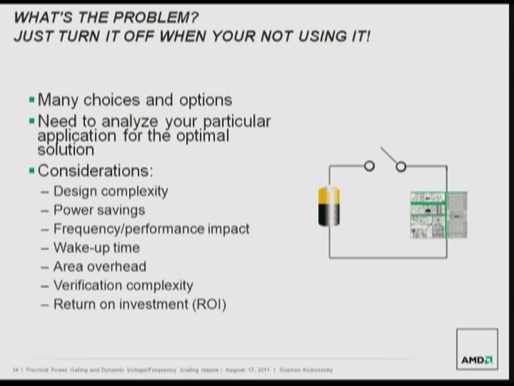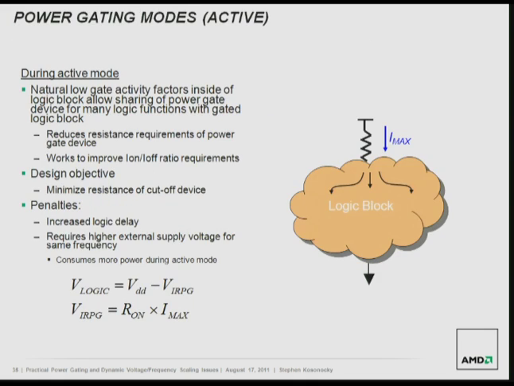Some of the considerations here: design complexity is a big one. Adding the power gates in the design, unless it's a fully automated approach, does add a lot of complexity to the design time and could impact schedule. There's power savings, how much you get from doing this. Frequency performance impact: you always have some IR drop across that power FET. You have some wake up time. You have area overhead. Verification complexity is probably the biggest one, and one of the biggest hindrances to putting this in efficiently in local places. And then, of course, all this rolls up into ROI, or return on investment.